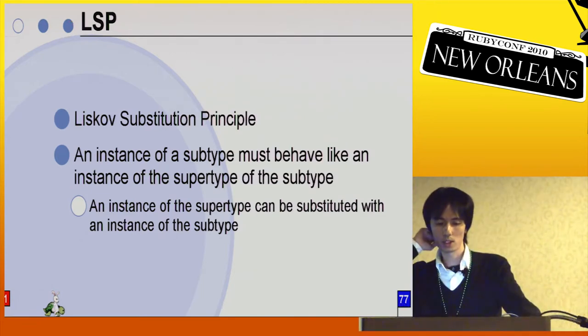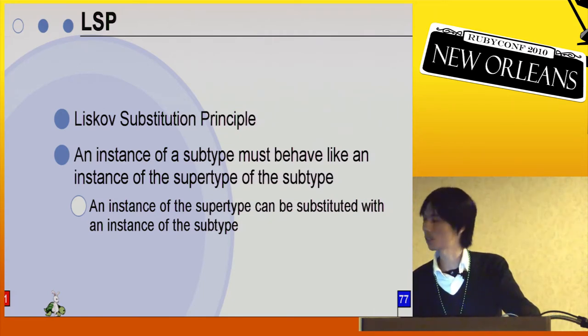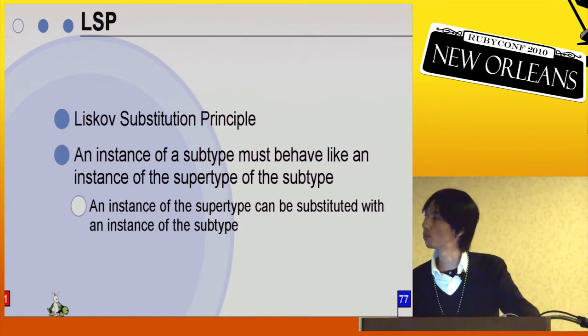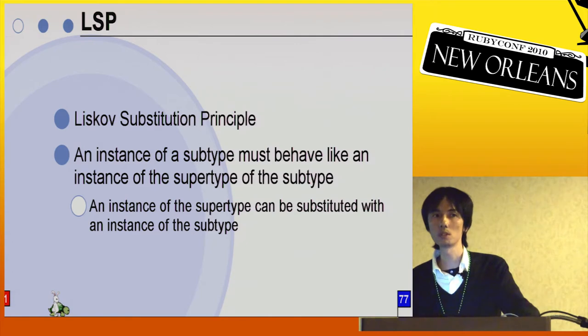Here, LSP stands for the Liskov substitution principle. This principle says an instance of a subtype must behave like an instance of a supertype of the subtype. That is, an instance of the supertype can be substituted using an instance of the subtype. This is a very famous principle. Barbara Liskov is a designer of CLU. Do you know CLU? CLU. It is the language from which Ruby's iterators came.